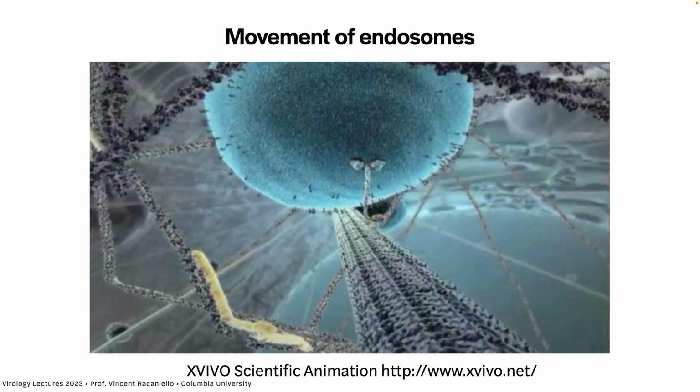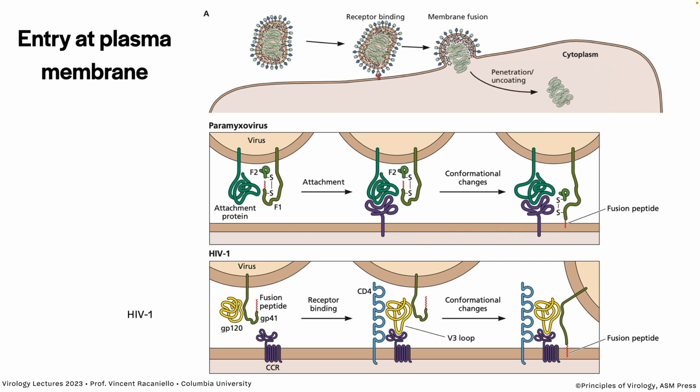Okay. So let's talk about entry at the plasma membrane. Many viruses do this. Here's a summary at the top. You have your enveloped virus particle with glycoproteins attaching to a receptor. Many viruses fuse right at the plasma membrane and release the genome right there, so they don't need to get into the cell by endocytosis.